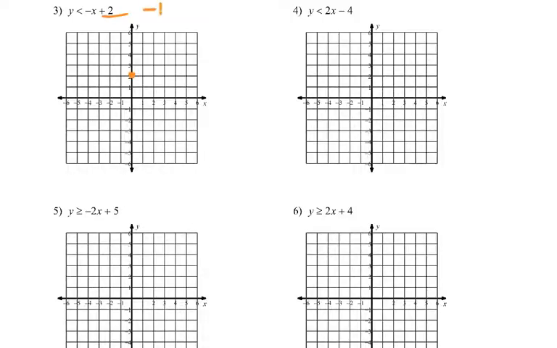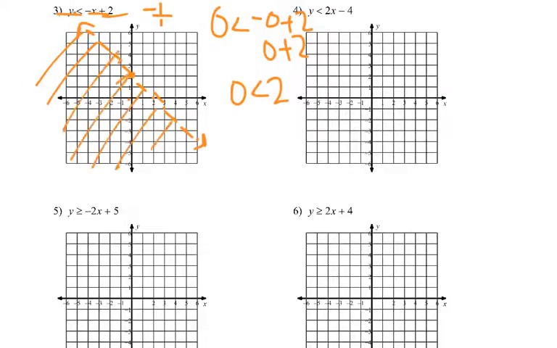Negative x means it's -1 over 1x. So I go down 1 and to the right 1, or I'd go up and to the left 1. So down 1 to the right 1 are all these guys, or up and to the left. No line underneath there, so I draw the dashes. Pick a test point, 0, 0. 0 for y, -0 for x. -0 is still 0. 0 plus 2 is 2. Is 0 less than 2? It is, so I shade that side of my test point.